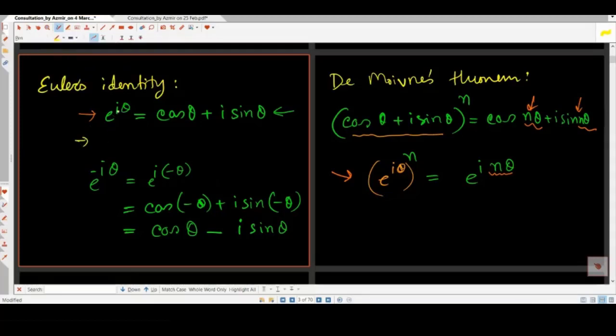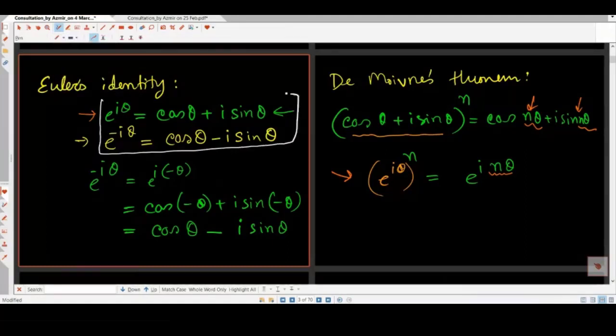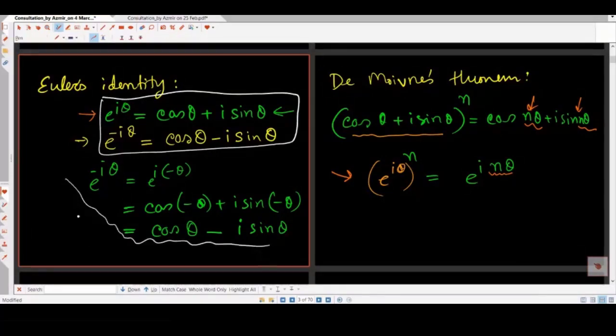So if we have e to the power i theta, that is equal to cosine theta plus i sine theta. Also, if we have e to the power negative i theta, we can directly write cosine theta minus i sine theta. We actually have two forms which are known as Euler's identities. The second form can be found this way. This is the simplification of how we can find the second form of Euler's identity.